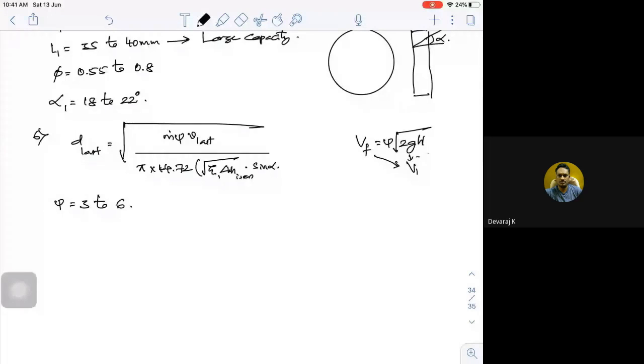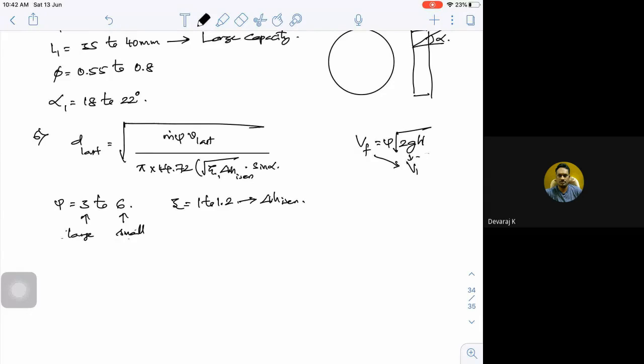This is for small capacity. This is for large capacities. So 3 is for large capacities and 6 is for small capacities. Now what will be the value of zeta? Zeta will be between 1 to 1.15 or 1.2, and this is directly related to your enthalpy changes.